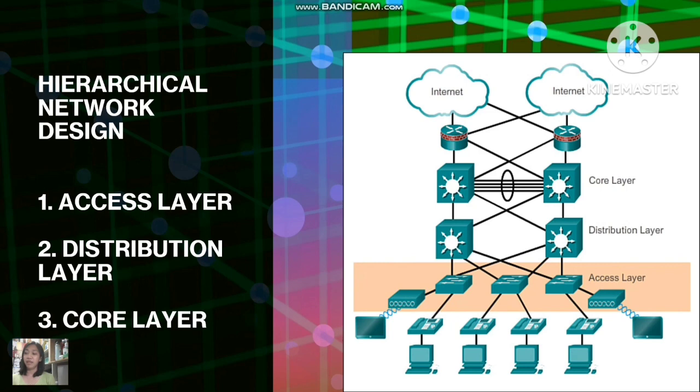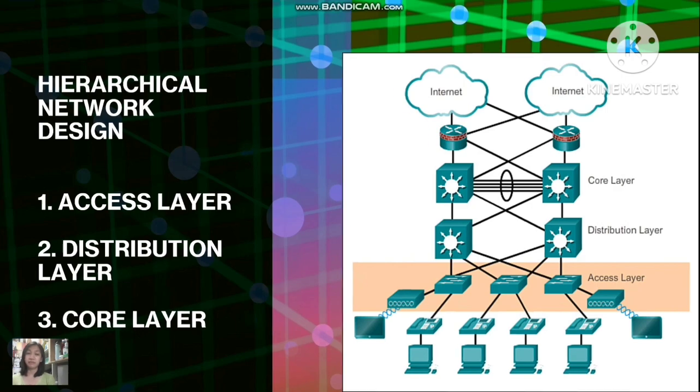So here we have the access layer. It is responsible for providing a connection to the final users in a local network. Next is the distribution layer. It forwards traffic from or to different local networks. Next is the core layer. The core layer is a high-speed backbone of the network between dispersed networks.